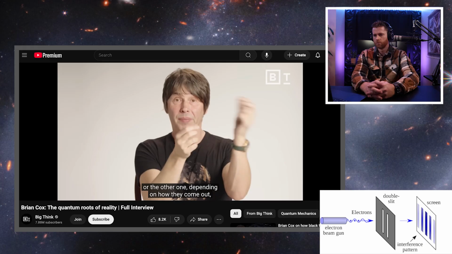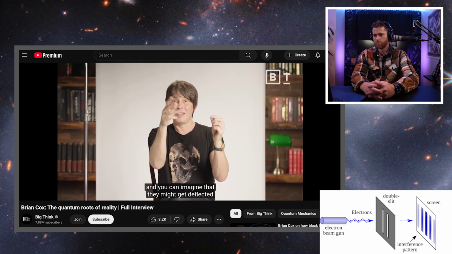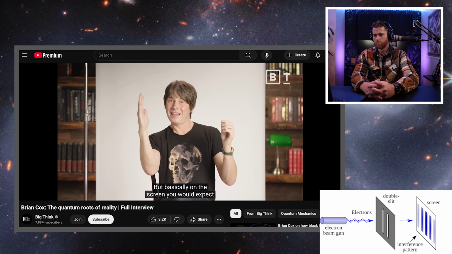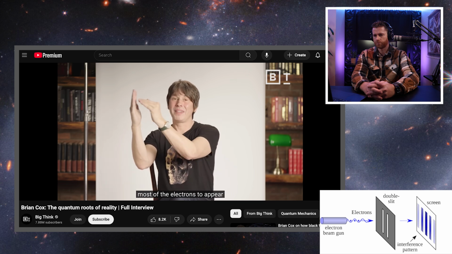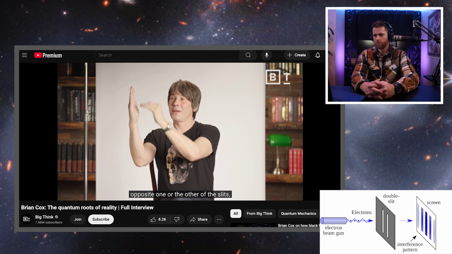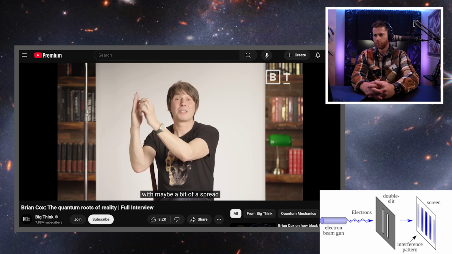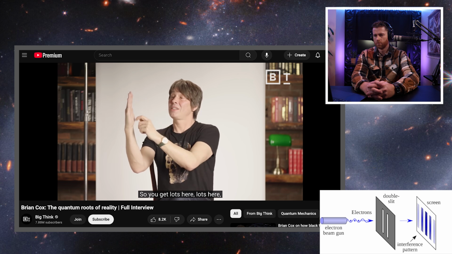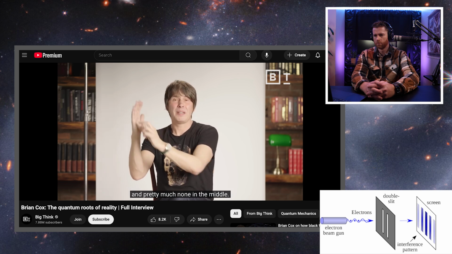So what will that look like? Well, if you think of the electrons as just little particles, little bullets, let's say, that are emitted from this gun, then you would imagine that the electrons can go through one slit or the other one, depending on how they come out. And you can imagine that they might get deflected around a little bit when they go through the slits. But basically, on the screen, you would expect most of the electrons to appear opposite one or the other of the slits, with maybe a bit of a spread because they rattle around a bit when they go through. So you get lots here, and pretty much none in the middle.